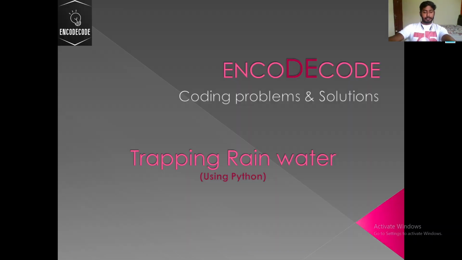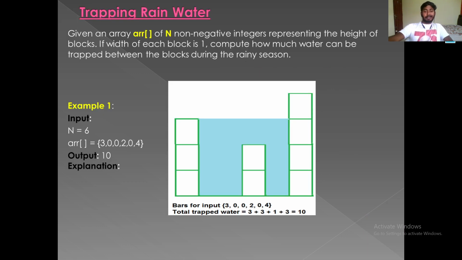Today what we are going to see is trapping rainwater using Python. Trapping rainwater: given an array of n non-negative values, which means there is no negative value present in this array, and this represents the height of blocks. We can also consider the height of a block as the height of a building, whatever is convenient to us. If the width of each block is 1, compute how much water can be trapped between the blocks during the rainy season. For example, we can assume this is a particular block or a particular building as per our convenience.